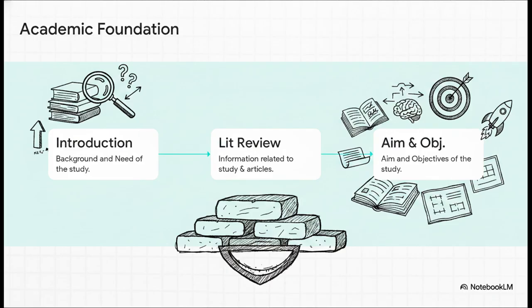Then Step 2 reinforces that need with a review of literature. This proves you understand what other scientists have already built. And resting firmly on that concrete foundation, we arrive at Step 3, your aim and objectives. It's so logical. You introduce the need, back it up with existing literature, and naturally arrive at your precise aims.